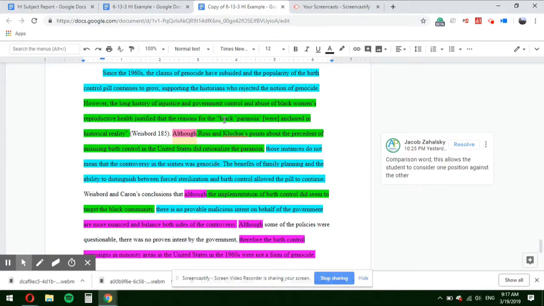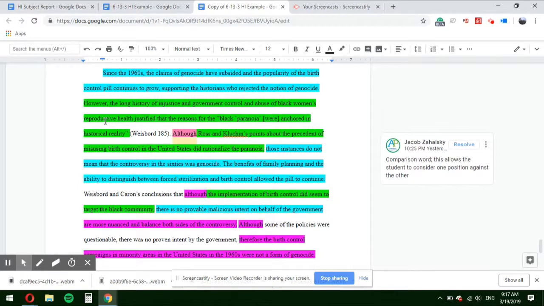The student is basically providing the different perspectives. So first, the student provides perspective 2. Since the 1960s, the claims of genocide have subsided, and the popularity of the birth control pill continues to grow, supporting the historians who rejected the notion of genocide. Perspective 2, that this really wasn't a genocide. Perspective 2 is then put against perspective 1.